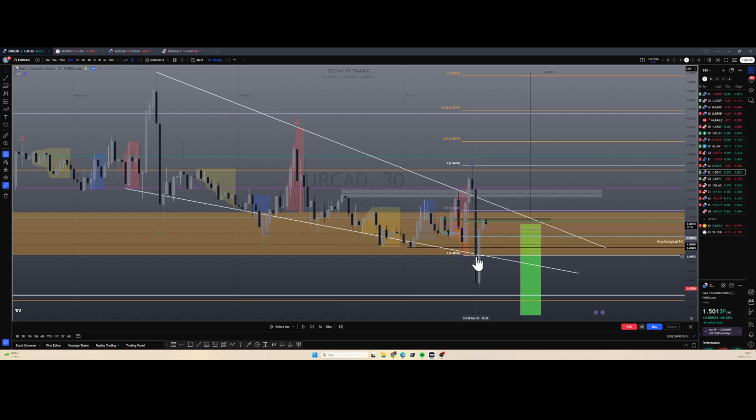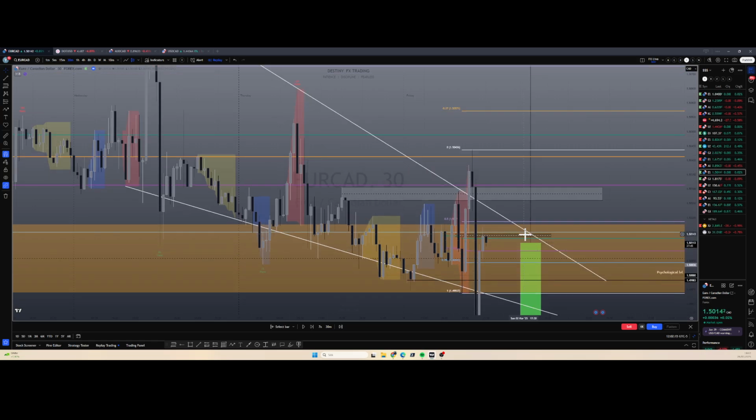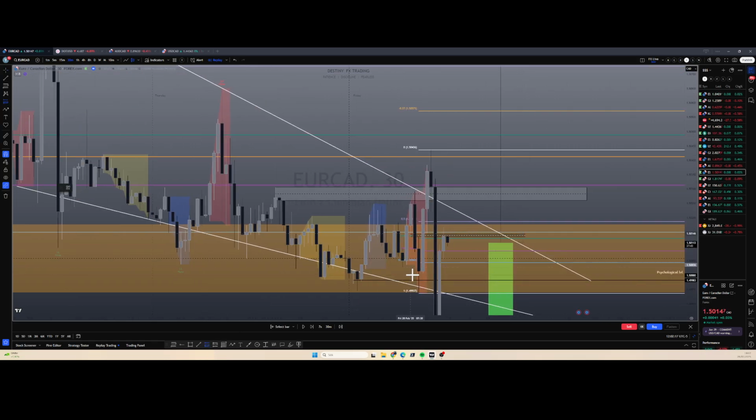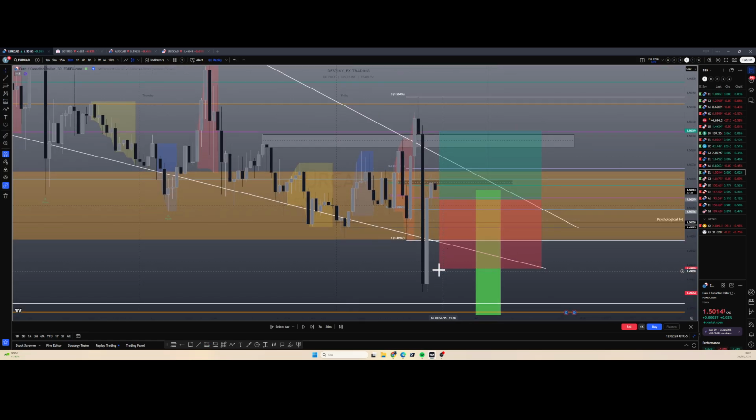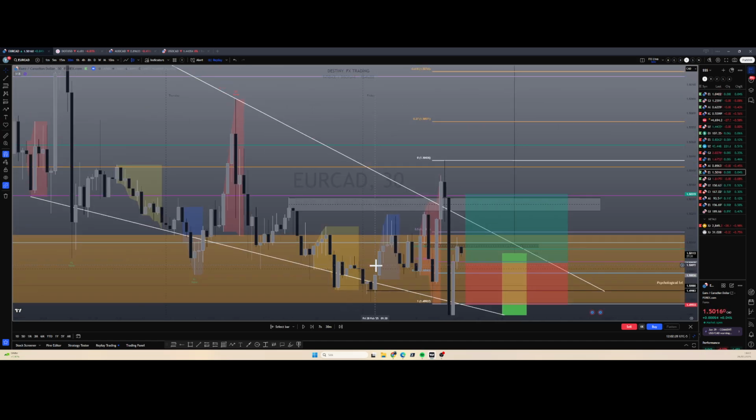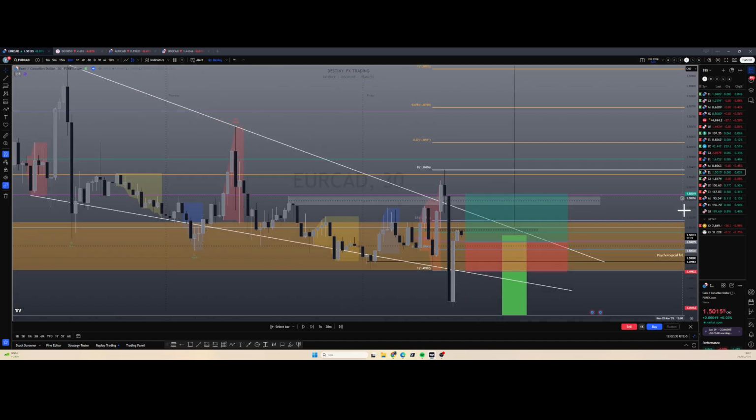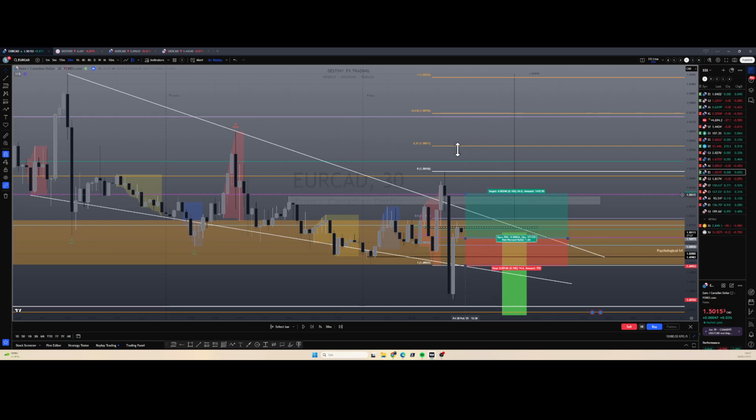So all of this, this last push down, was a massive liquidity sweep. I'm very sure that I did lose this trade, as you guys can see, because I took my entry here. I have my stop loss below, and yeah, it swept us so good. And my take profit was of course up here, right?